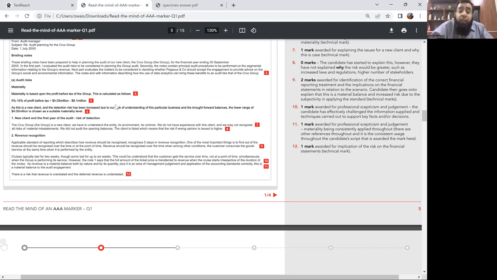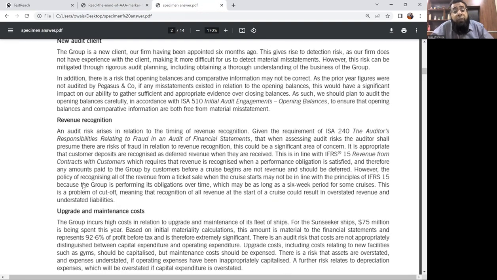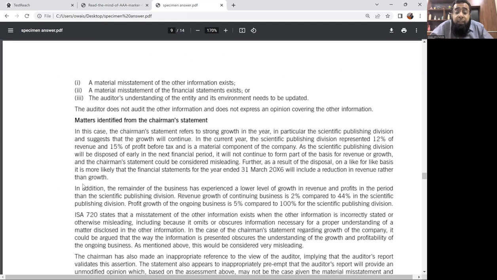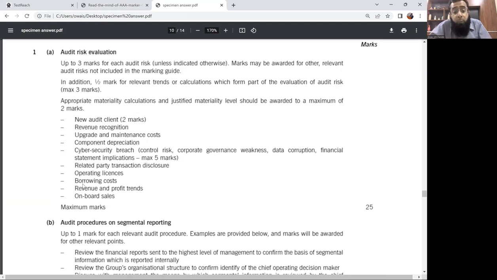Okay? The most important thing which you have to follow always is not the examiner answer. This is the marking scheme which you have to follow. Up to 3 marks for each audit risk, unless indicated otherwise. Marks may be awarded for other relevant audit risks not included in the guide. If you have any justified risk, you will get marks for that. In addition, half a mark for relevant trends or calculations which form part of the evaluation of audit risk.